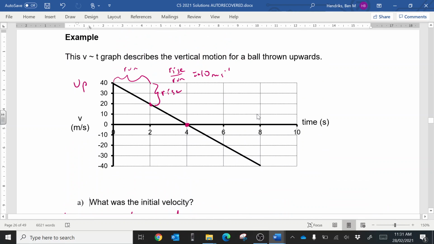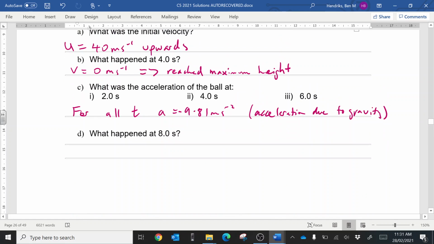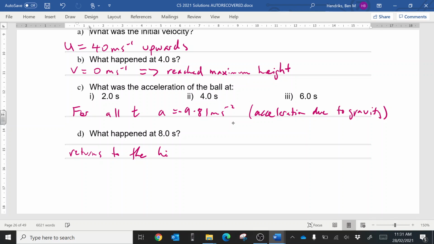8.0 seconds is here. So the ball has now reached the same speed, but in the opposite direction. So it's going downwards at 40 meters per second. And that happens when it reaches the point where it's thrown from. So it returns to the height from which it's thrown, with v equal to minus 40 meters per second, which is equal to 40 meters per second down.